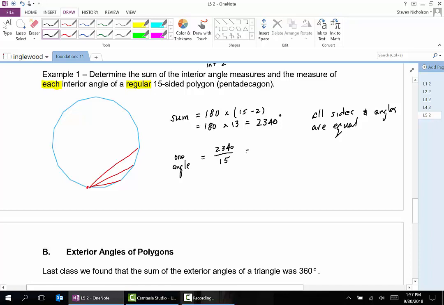And there are 15 of them. And when you do that, you get each one is 156 degrees. So again, triangles are helping us with the other shapes too.